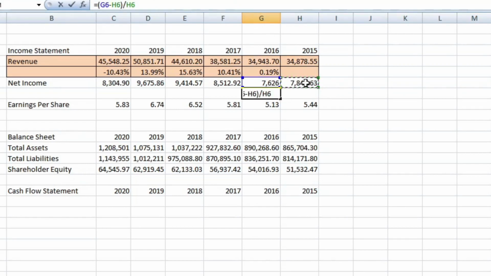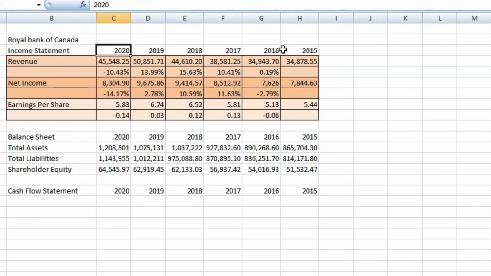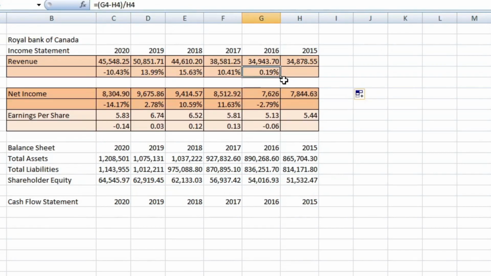From 2016 to 2020, the company's revenue barely grew in 2016 as compared to 2015, but it grew double digits in 2017 as compared to 2016. And it did not grow. As a matter of fact, it lost money in 2020.